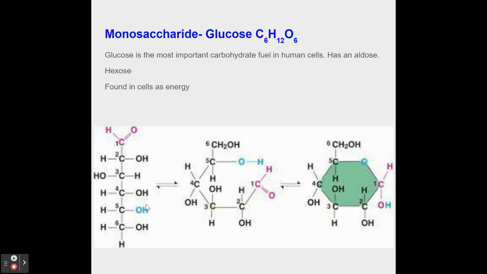What happens is the oxygen of the OH on 5, because this carbon has a partial positive charge because of the double bond to the oxygen. Oxygen is hogging all the electrons for this bond.